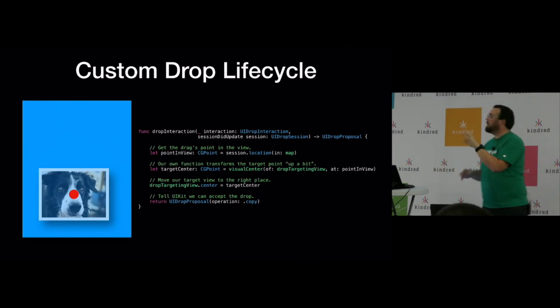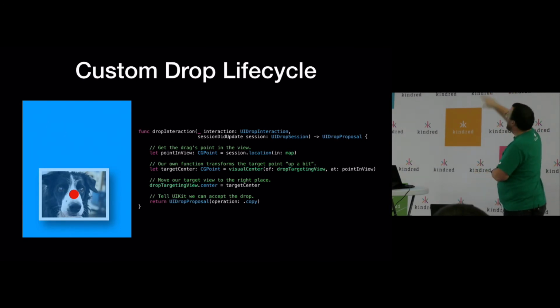So you just kind of have to guess. If you're doing precision dragging like that, you kind of have to guess. So in the example before, I just put it up a bit, and I've tested it, and it's fine on all the iOS devices I have. So I just set the center of my target view. I didn't actually put it on the slide because I ran out of time. Yay me. And then you return a drop proposal.